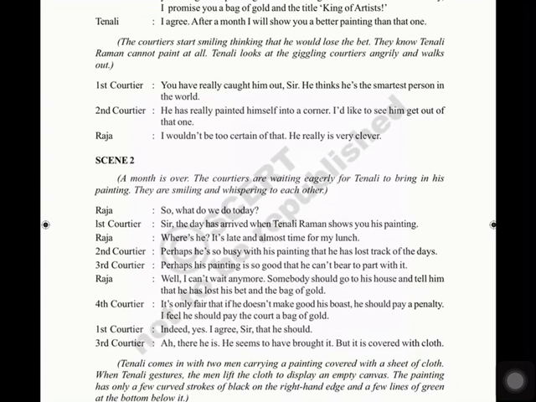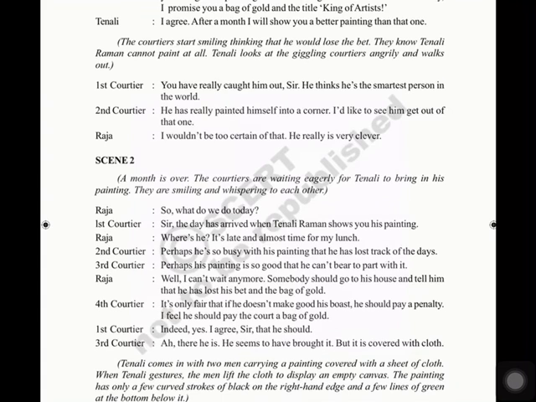The courtiers start smiling, thinking that he would lose the bet. Definitely, he will be defeated. He can't draw at all. They know Tenali Raman cannot paint at all. Tenali looks at the giggling courtiers angrily. So he looks at the courtiers who are smiling in a satirical way and walks out. Walks out is a phrasal verb, children. Already we have learnt about these phrasal verbs in our previous videos. In this textual exercise also they have mentioned verb plus preposition or an adverb, which gives a different meaning. So he came out very angrily.